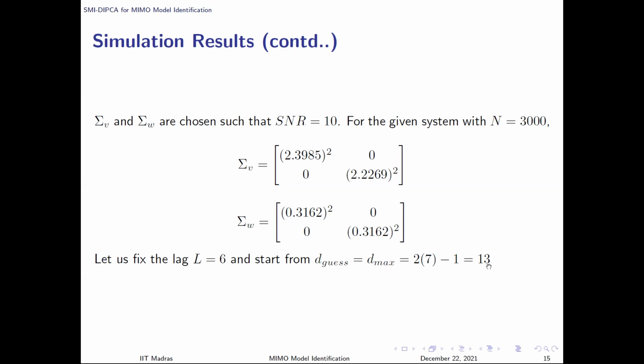And starting from 13, you work your way downwards until the number of unity eigenvalues is equal to the D guess that you start with. So we always start with D max. There are several reasons for this, because our hypothesis testing is designed to look for evidence for rejecting the null. In this case, the null is that the last 13 eigenvalues are all equal to each other. If you have evidence to reject it, you will reject it, and then go to the next one, 12. If you have evidence to reject it, you go to 11, until you don't have evidence to reject it, at which point you stop.